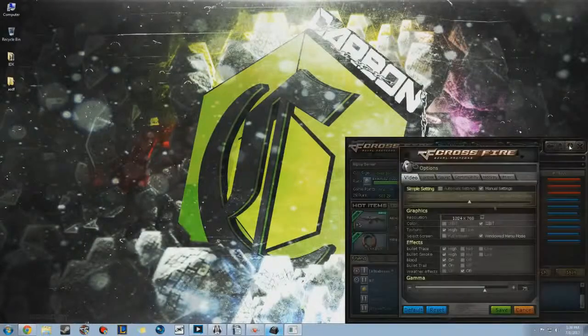So let's go to my CrossFire settings. I play on 1024 by 768 resolution. My color is set to 32-bit, my texture is on high. Bullet trace and bullet smoke are both on high. I have blood on, bullet trail on, and weather effects off.